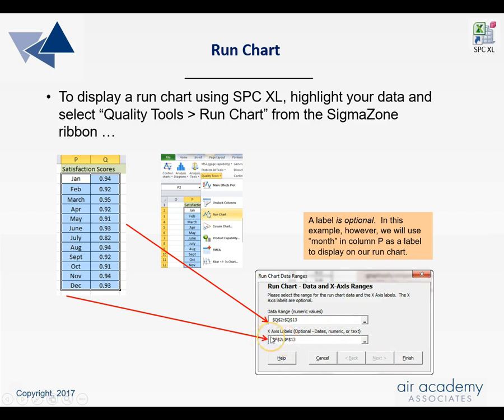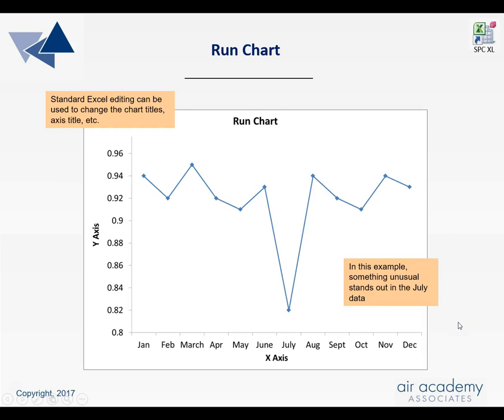I do want to say something about when you highlight the whole two columns: the leftmost column will typically be assumed to be your x-axis label, and the other column, the Q column here, is your numeric values that will be plotted. So we finish, we go to the next page, and here is the run chart. Obviously, something is different in July than the other 11 months of the year. Something stands out. This is the purpose of a run chart, to detect outlying data points, such as this one on this particular run chart.